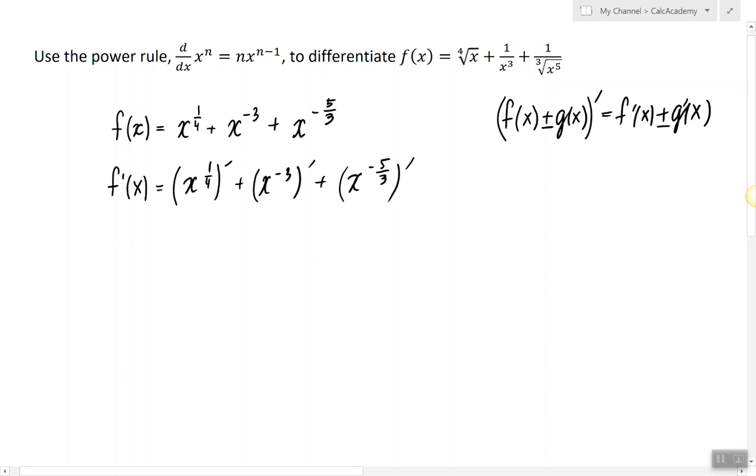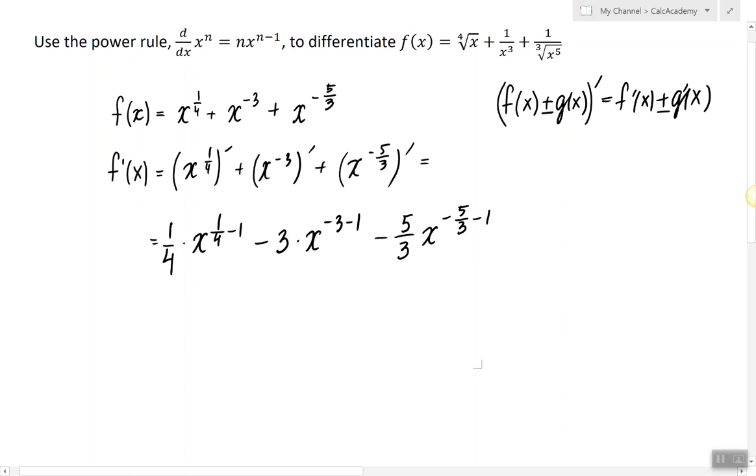So to find the derivative of x to the power 1/4, I bring the 1/4 coefficient down and subtract 1 from 1/4. To find the derivative of x to the -3, I bring the -3 down and subtract 1 from the power. And finally, to take the derivative of x to the power -5/3, I bring the -5/3 down and take 1 away from -5/3 in the exponent.